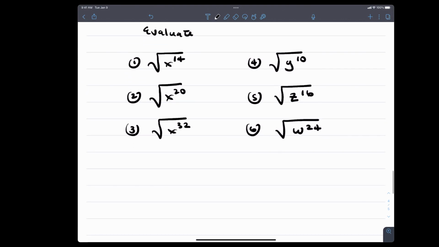And then number 7, I'm going to do number 7 right here. Square root of 4x to the 2nd power. So I'm going to give you guys some time here to try this out. Let's see what you guys get for some of these. I'll give you guys a few minutes. Let's see how that goes.